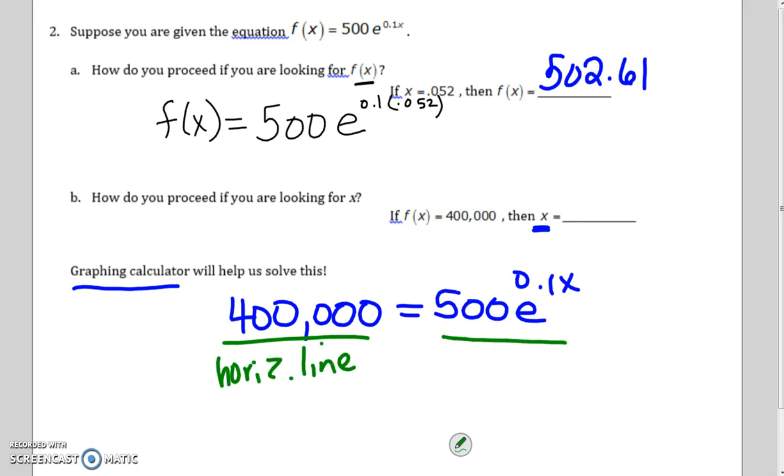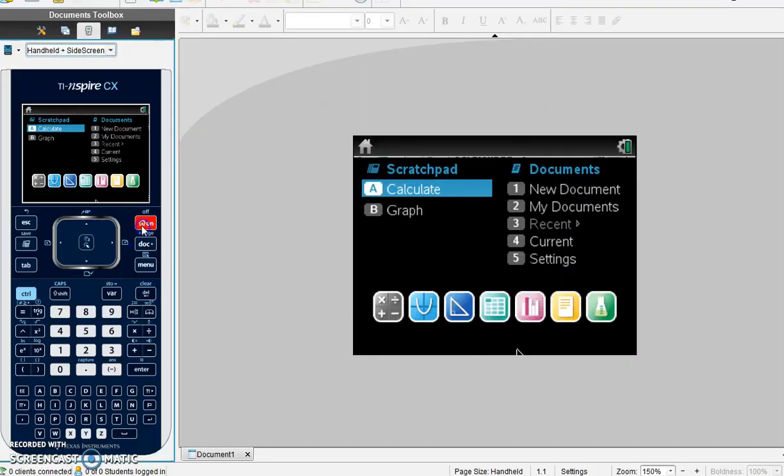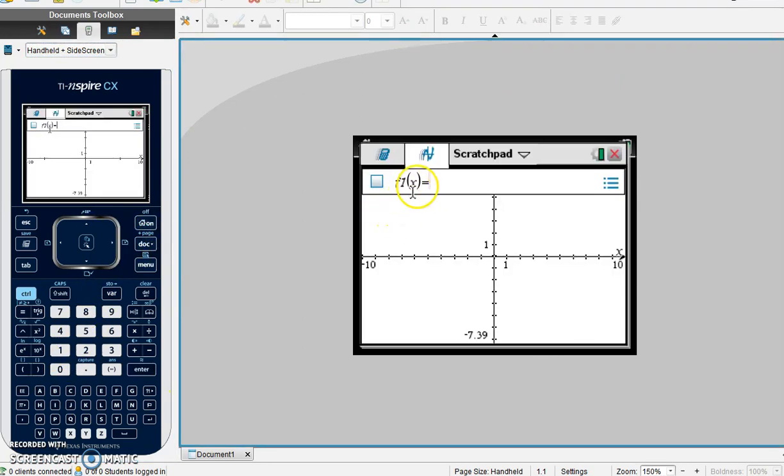And this is another function, which is going to be some sort of exponential curve. And I'm going to find the intersection of those two pieces. So that's two functions that I have to graph on my graphing calculator. So on your graphing calculator, if you're on the home screen, you want to open up a new graph. And it should automatically start you at your function.